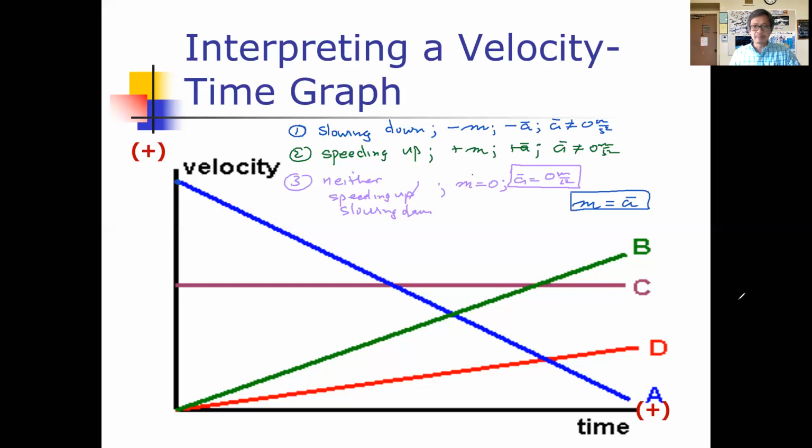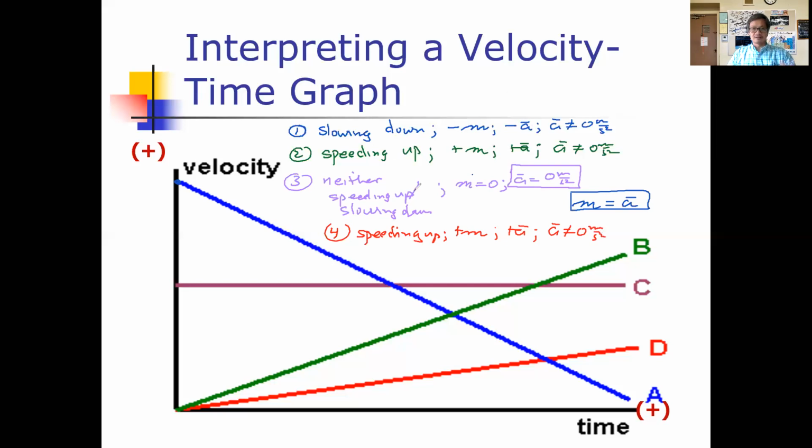And with that said, let's take a look at the last one and see what it's doing. For object D, hopefully you recognize that because this has a positive slope, this object is also speeding up. Which means the acceleration is also positive, and if you notice here, the acceleration will not be equal to 0. So this is all we have obtained so far from this particular graph.